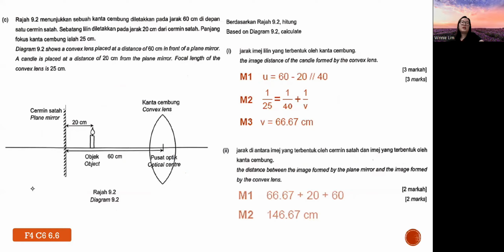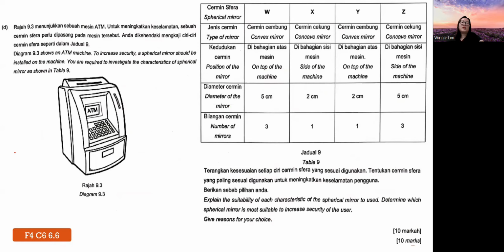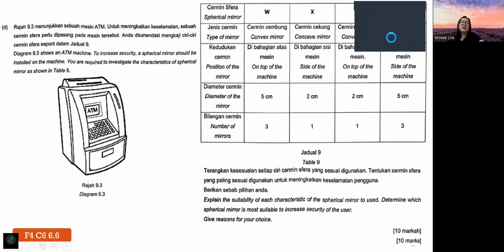Okay, move on. We have the next question where you need to choose. Diagram 9.3 shows an ATM machine. To increase the security, a spherical mirror should be installed on the machine, and you're required to investigate the characteristic of the mirror. Now, what type of mirror is suitable to be used? Generally, you should use a convex mirror. Why do we use a convex mirror? Generally because you can widen the field of vision.